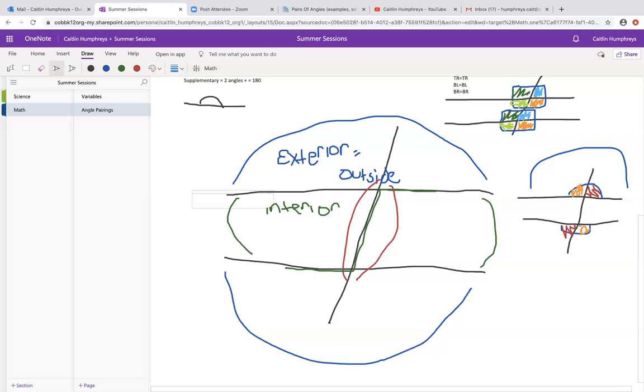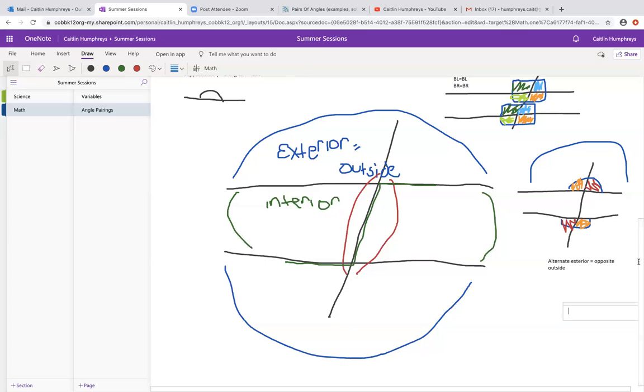Those are both on the outside and the opposite, which is what alternate exterior means. So let me label that alternate exterior, which means opposite outside. And that's exactly what we did. All right, now, if there's an opposite outside, do you think there's an opposite inside? That would make sense, right?